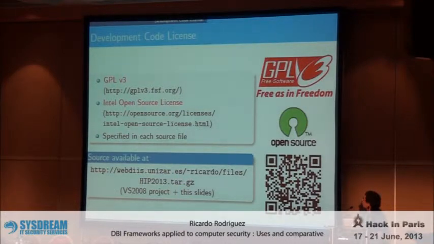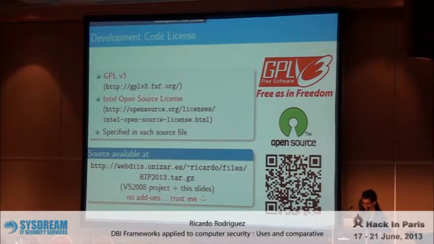And we are going to see some demos in this talk. All of them have been developed with the GPL version 3 license. Some are under the Intel open source license, and each one of the licenses is specified in each one of the source files. And everything is available, so the demos and also these slides, at this URL you can access from the QR, and trust me, there are no add-ons on the PDF, I think.